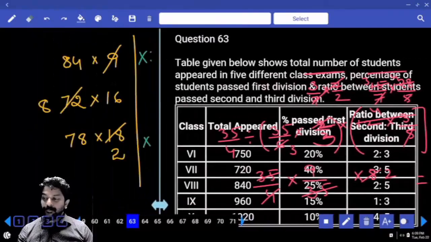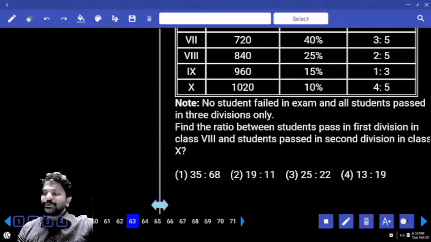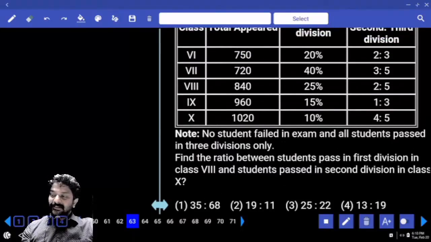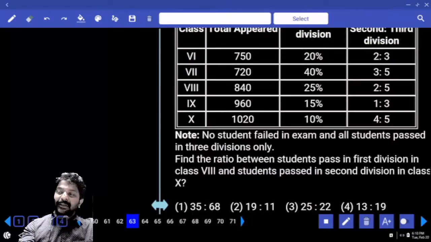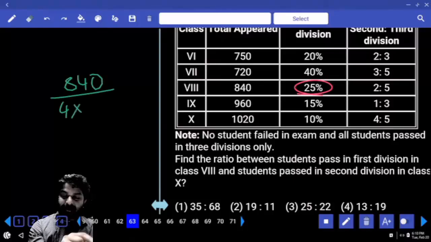Find the ratio between students passed in first division in 8th class and students passed in second division in 10th class. First division in 8th class, 25%. Can I write it as 1/4? 840 by 4.